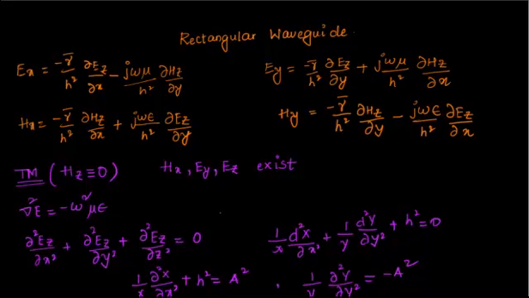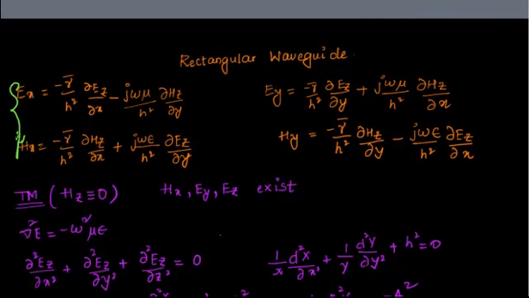Now in this lecture we are going to derive the equations and relations for the rectangular waveguide. As I have previously derived the equations Ex, Ey, Hx and Hy in terms of Ez, Hz. All the fields are now in terms of Ez and Hz.